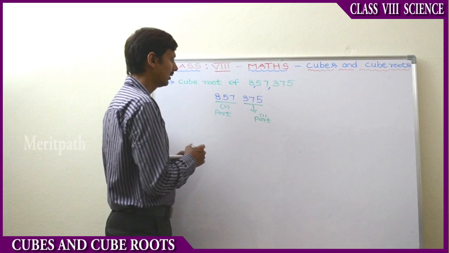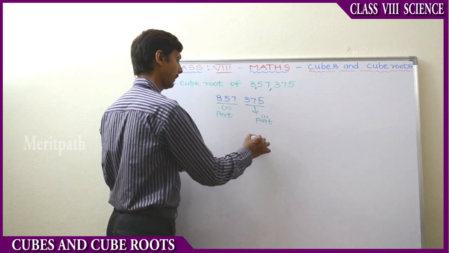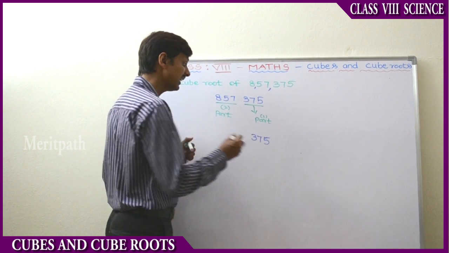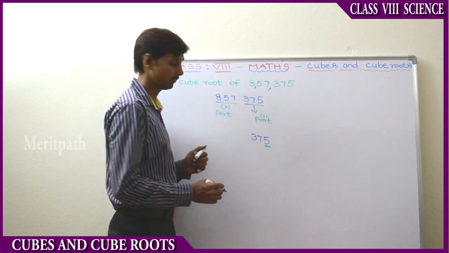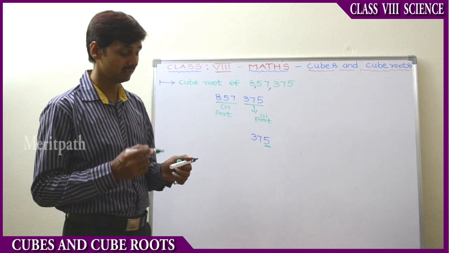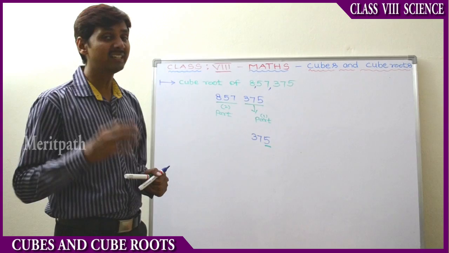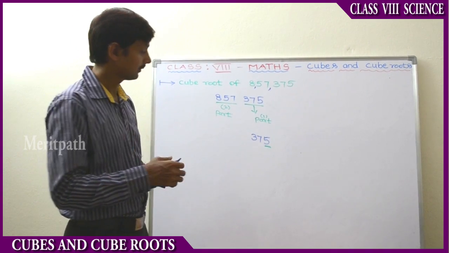If we observe the first part of this number, 375, in this 375 we can observe that the units place of this number is 5. Units place of this number is 5. When the units place of a number is 5, what happens?